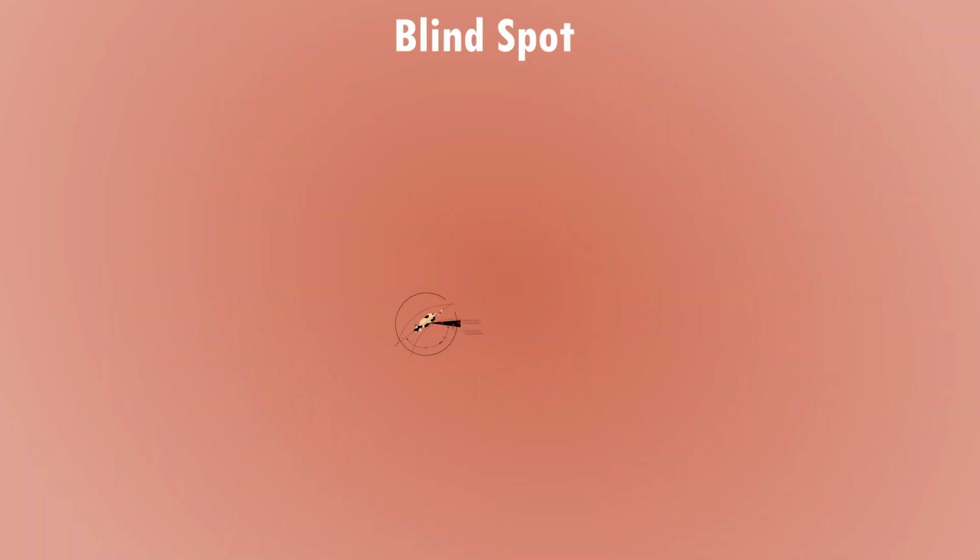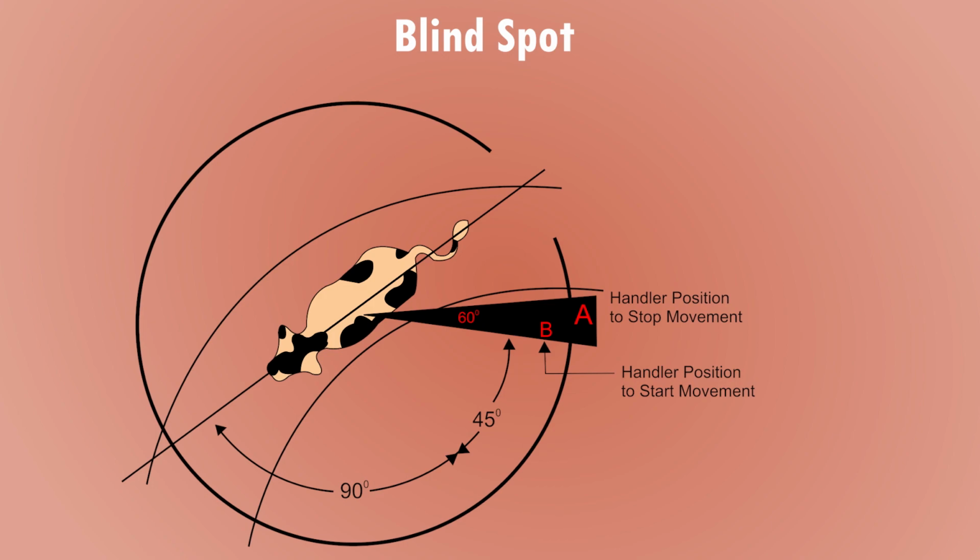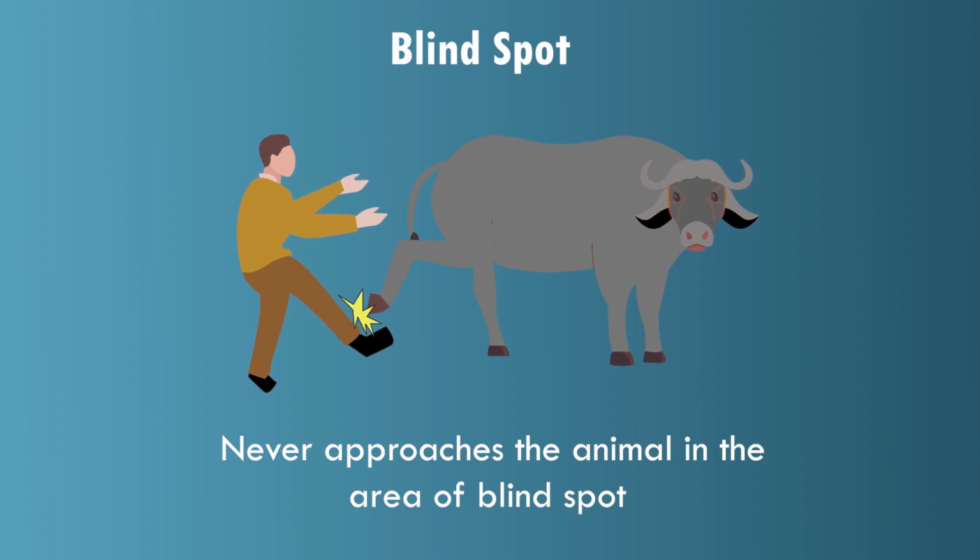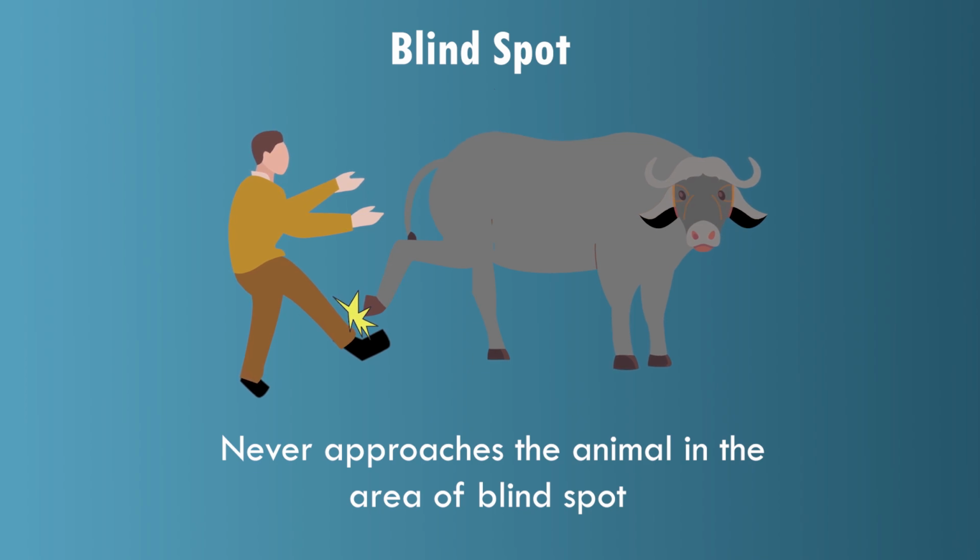Then the second zone is the blind spot. It is necessary to remember that the area immediately behind the tail of the animal, extending up to 15 degrees on either side, that is a total of 30 degrees, is treated as the blind spot. Here the animal cannot perceive the handler. An efficient handler never approaches the animal in the area of the blind spot, as it may get frightened and cause injury to the handler.